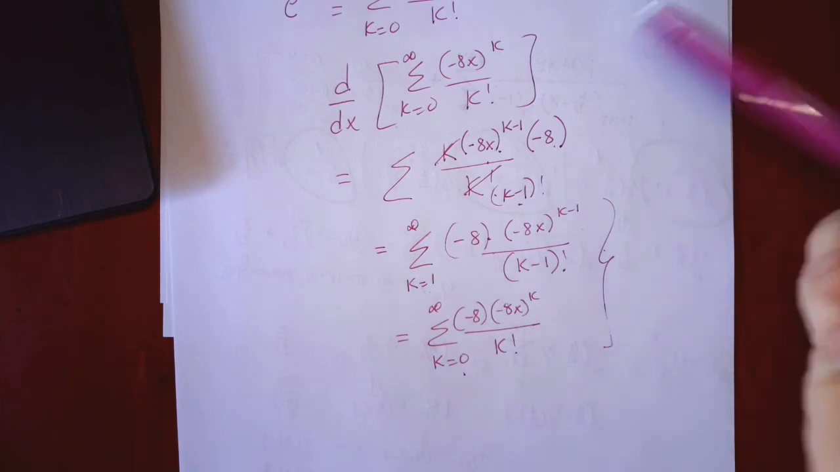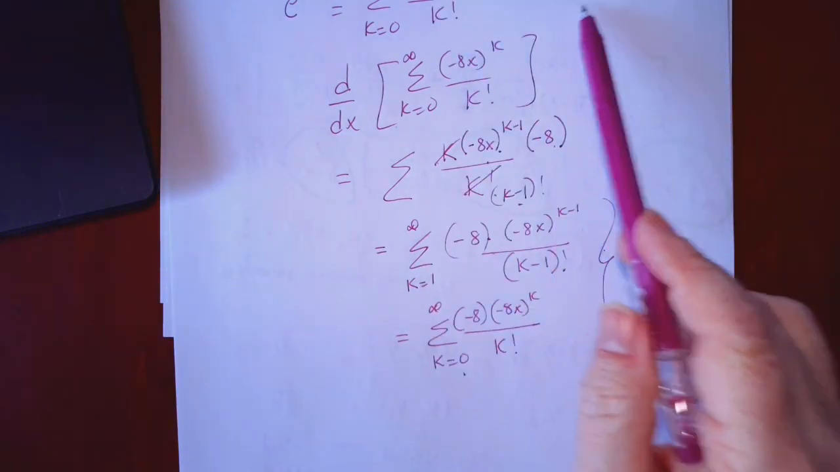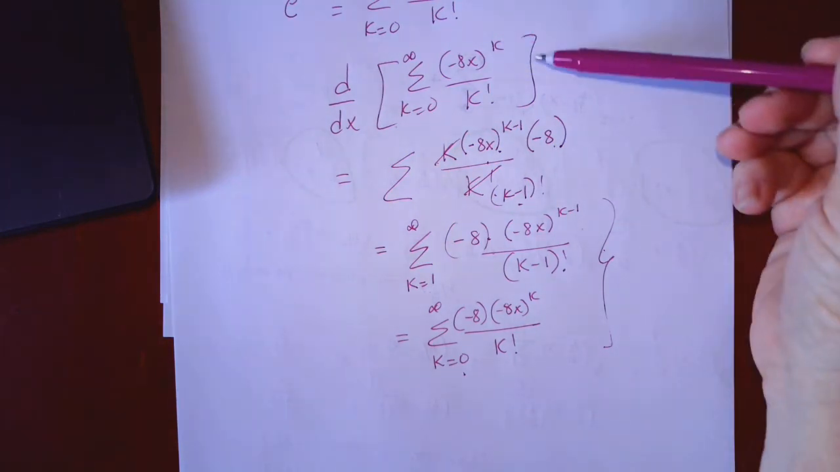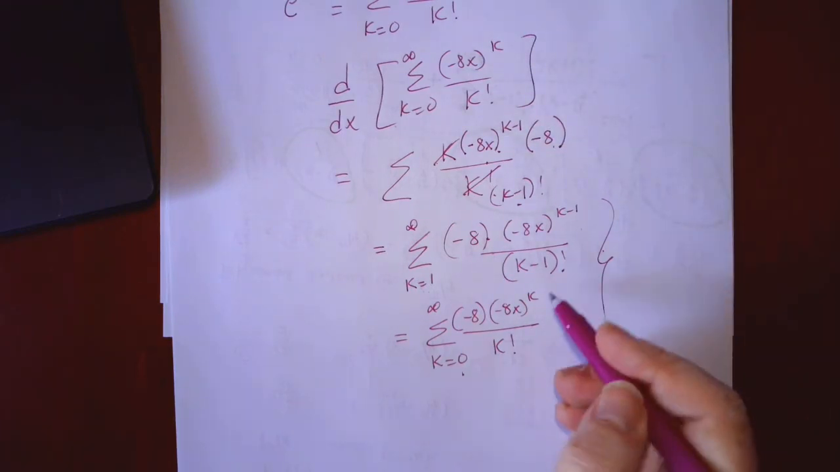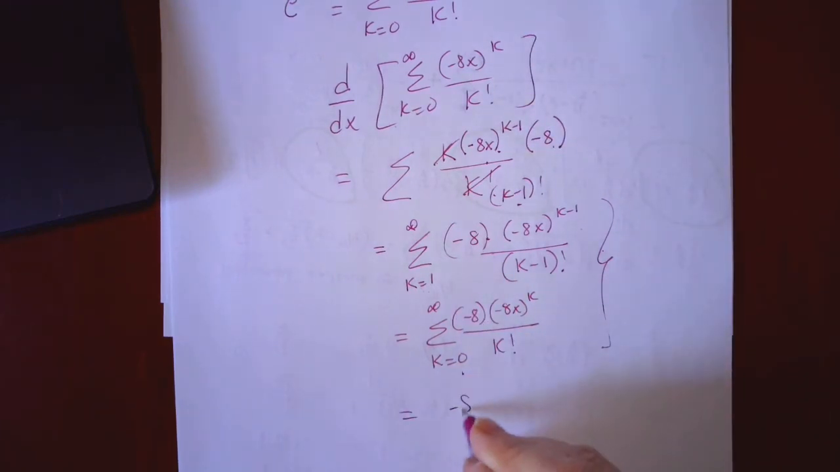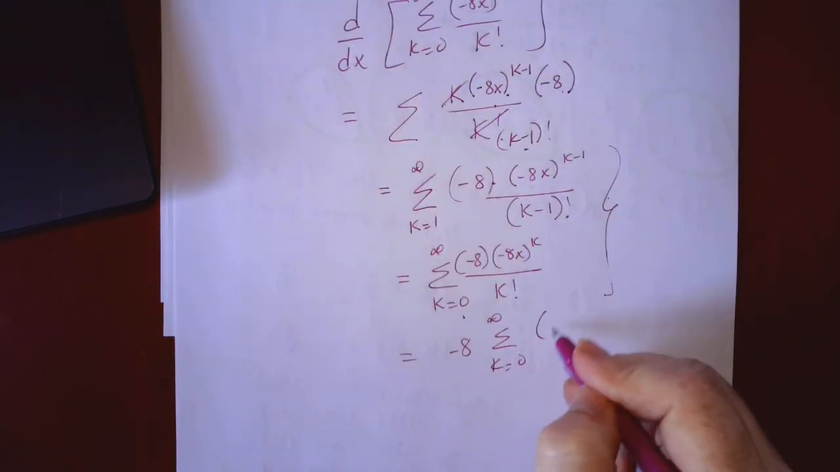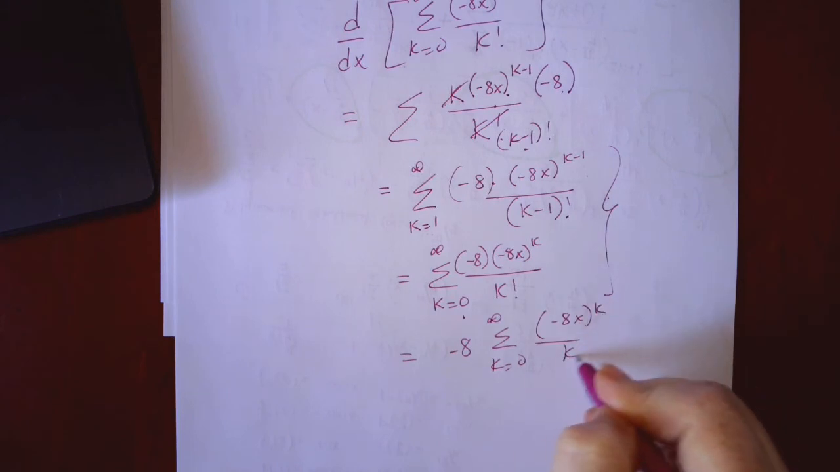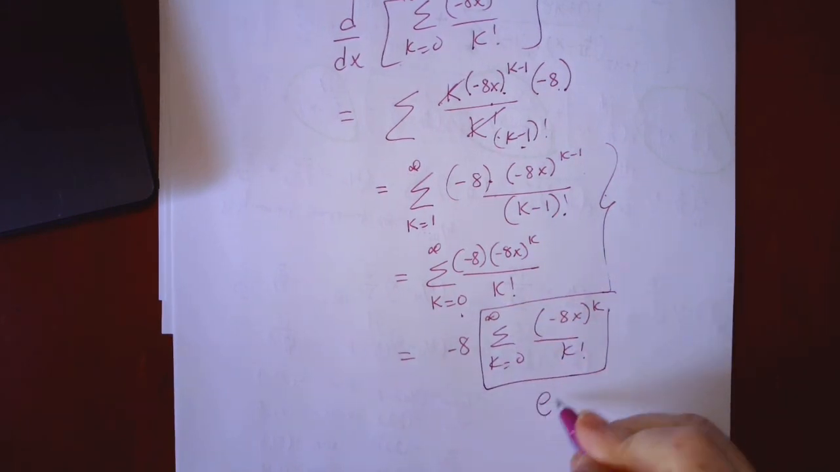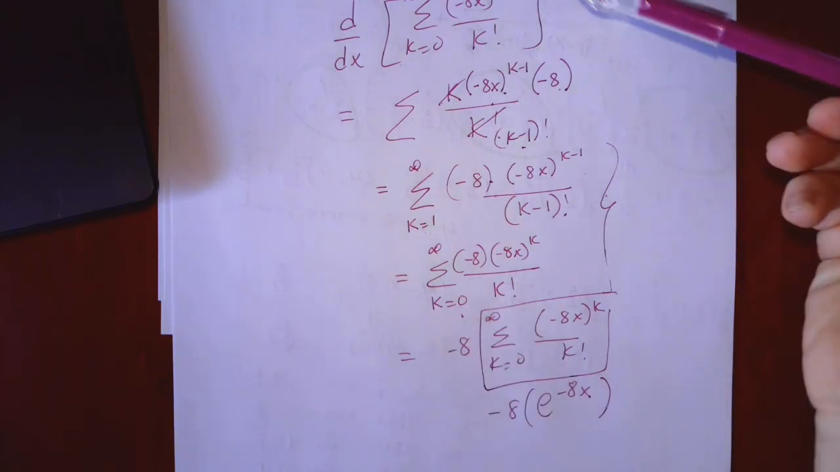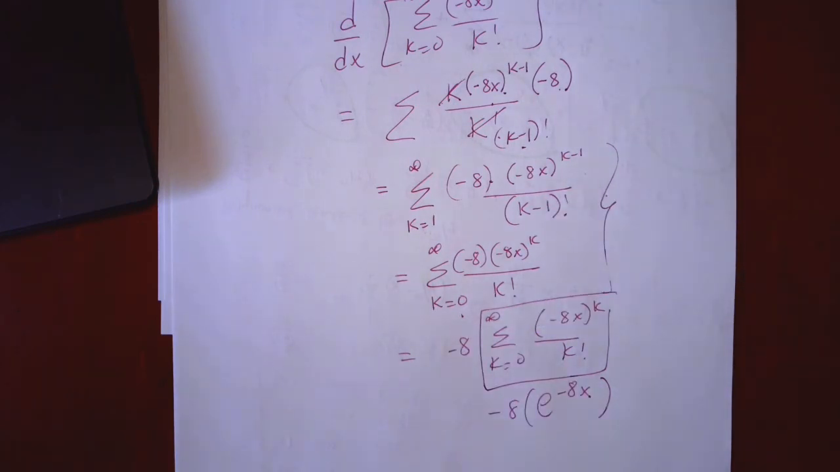But either way we go, whether we took the derivative term by term brute force, or we took the derivative using the summation notation, we still got negative 8 times the summation from k equals 0 to infinity of negative 8x to the k over k factorial, which is e to the negative 8x. So we got negative 8 e to the negative 8x. Whether we did it via the summation notation version or just writing them all out and taking the derivative term by term.